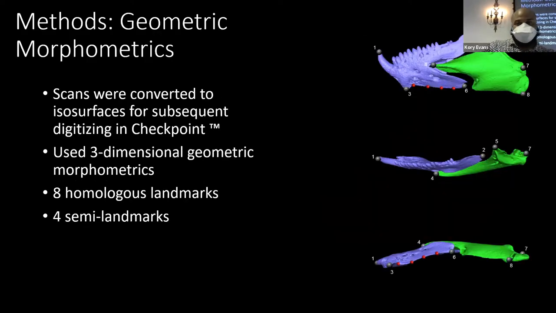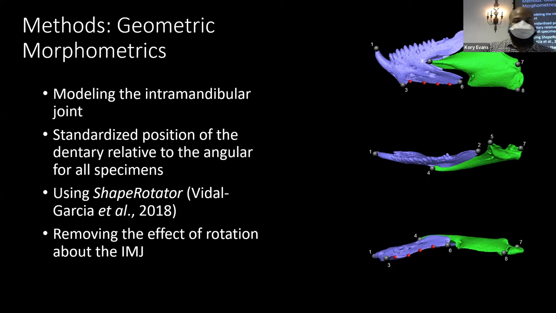Next, we isolated the anatomy of interest. Here we use the lower jaw for this particular study, so we just isolated the two bones of the jaw. And then we took a 3D geometric morphometric approach, which allows us to quantify shape variation across complex structures. So we put a couple of landmarks on the lower jaw to compare shapes between species. Next, I mentioned that parrotfishes have an intramandibular joint and an anguloarticular joint. If you're studying shape variation across articulated elements, you need to make sure they're posed in the same position. So that was just an extra step that we took to ensure that we weren't getting a bunch of noise from rotating joints.